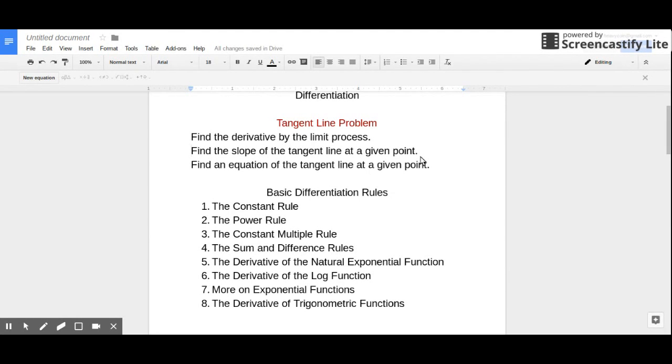All right, so find the slope of the tangent line at the given point. That's what we want to do next. Okay, that ends this video.